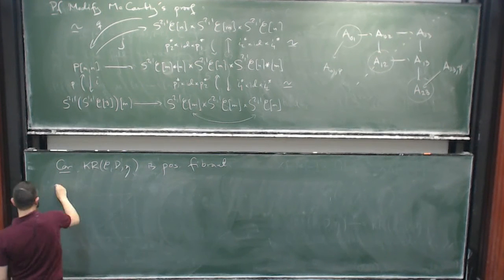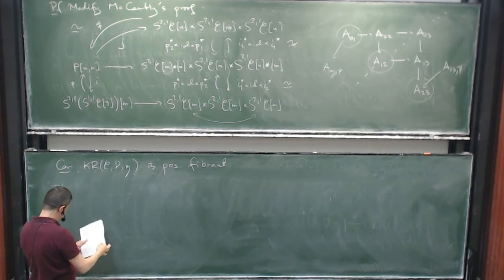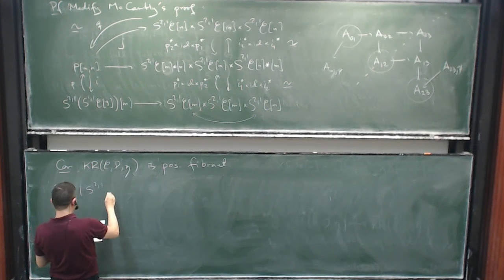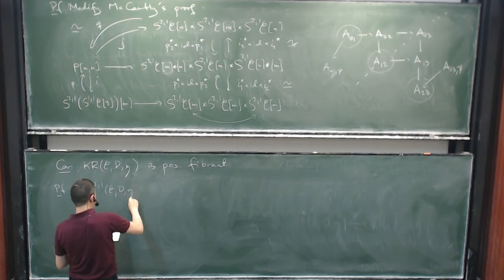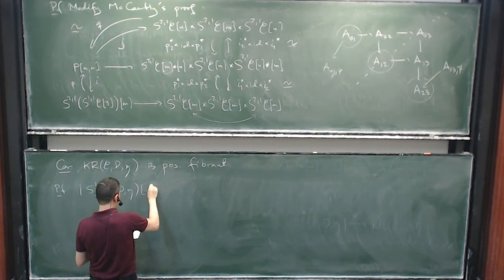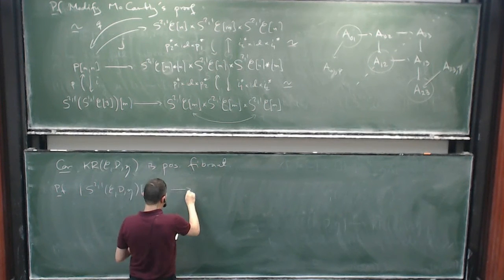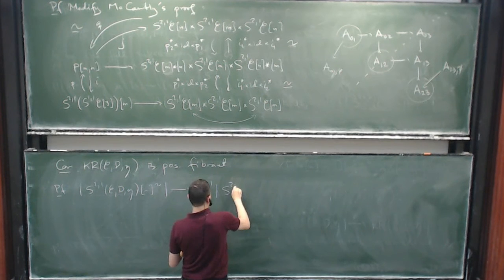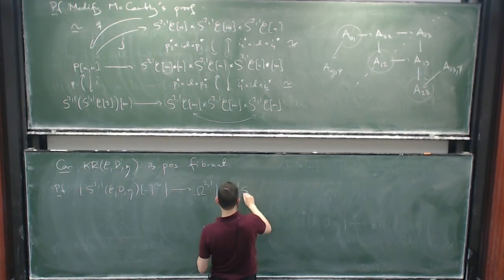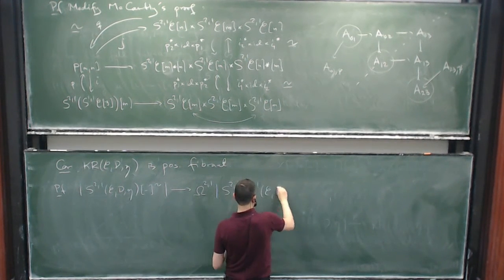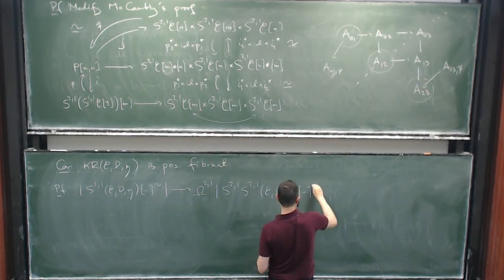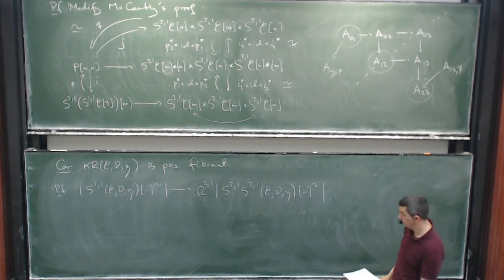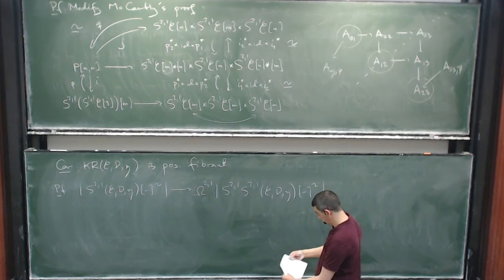So let me prove that. So we want to know that if we go from here, I'm just doing it for the first one, and then to here, so we would like to know that this is a weak equivalence of real pointed spaces. So let's see, what do we do now?